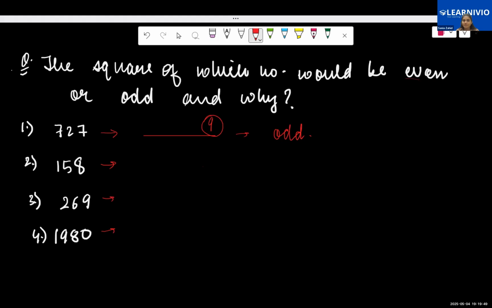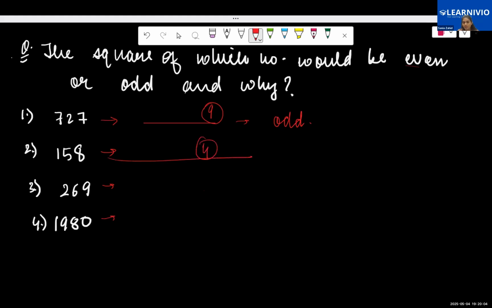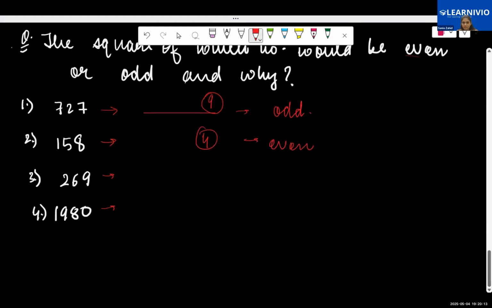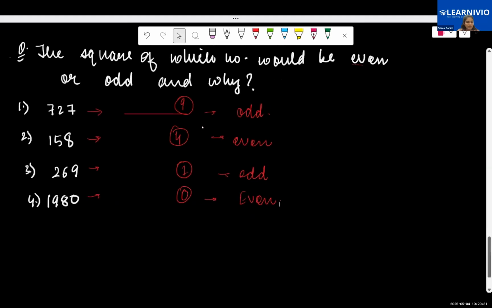Student completed? Yes, ma'am. So second one, Harmeet. Second one, the last digit will be 4. And 4 is even or odd? Even. The whole number is even or odd? Even. The third one, it's ending with 1, so it is odd. Then the fourth one, it will end with 0, so even. Any number ending with 0 is also even. Okay, so these type of questions now I think you can do.